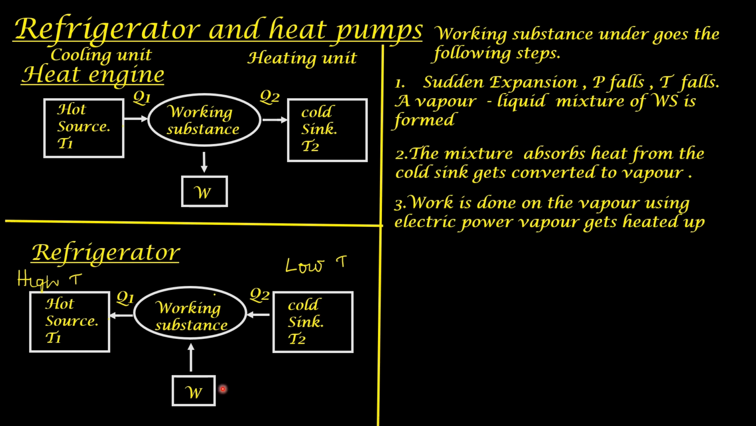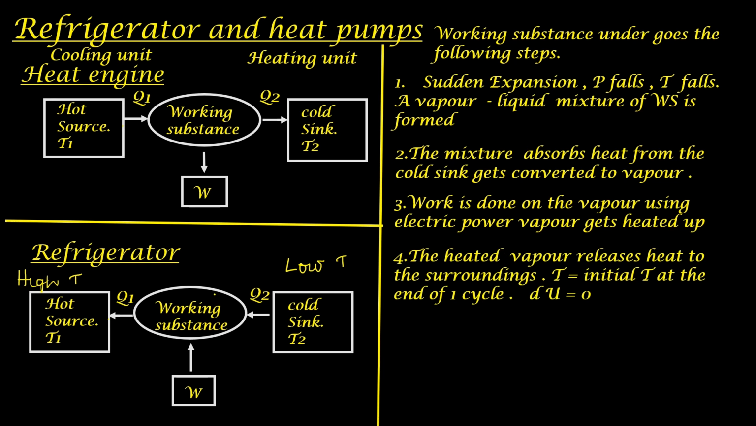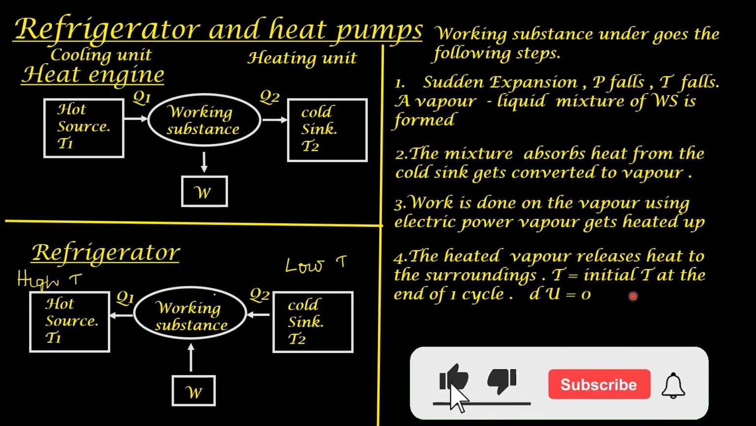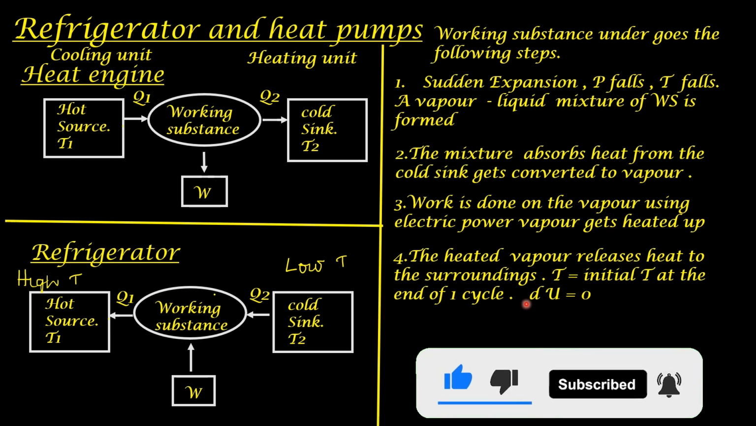Third step, work is done on the system using electric power. The vapor gets heated up. So the internal energy of the system, that is the temperature of the working system, increases further. In the fourth step, the heated vapor releases heat to the surroundings. What is the result? The temperature becomes equal to the initial temperature at the end of the first cycle. So delta U becomes 0.